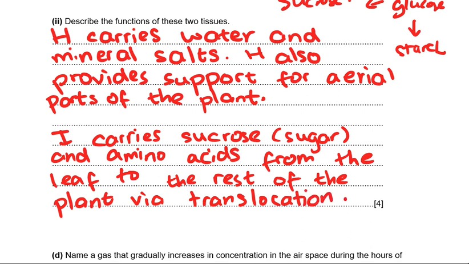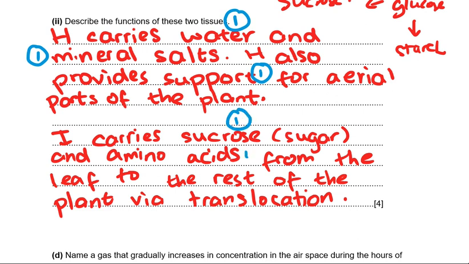And translocation is the name of the process. So over here, I'm just going to identify for you guys how you get the 4 marks. By looking at the answer scheme, saying that it carries water is 1 mark, saying mineral salts is another mark, and saying support is also 1 mark. Carrying sucrose is 1 mark.